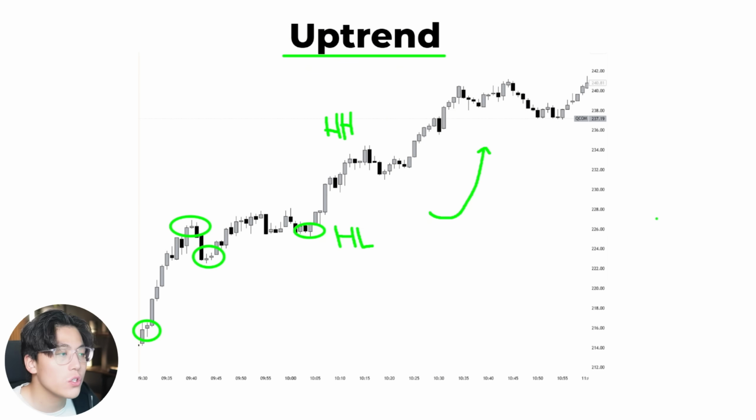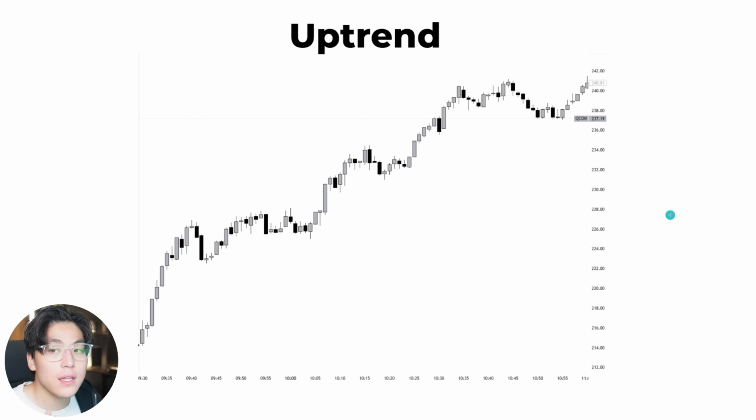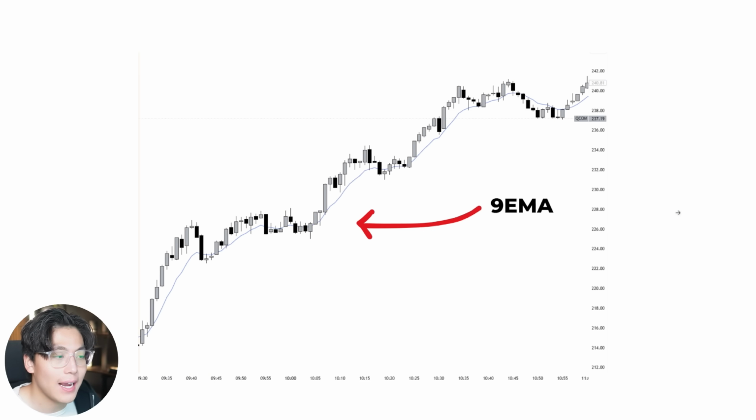But what indicators can we have on our charts to identify how clear of an uptrend we are in intraday? There are two indicators that we can use. Number one is the 9 EMA, which is the 9-period exponential moving average. This takes the last 9 candles and calculates the average, and it's plotted as a line on the charts.